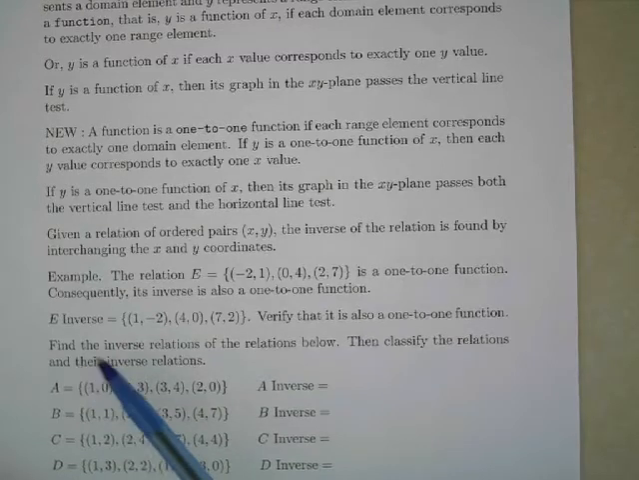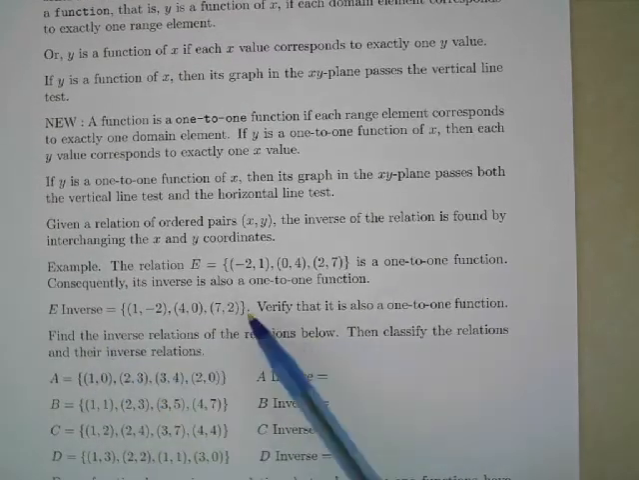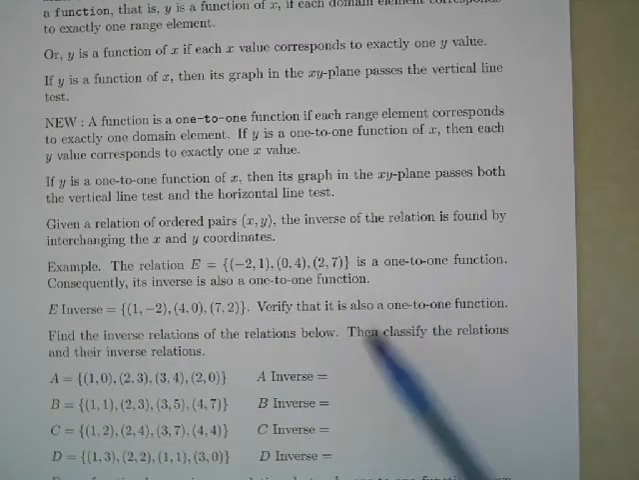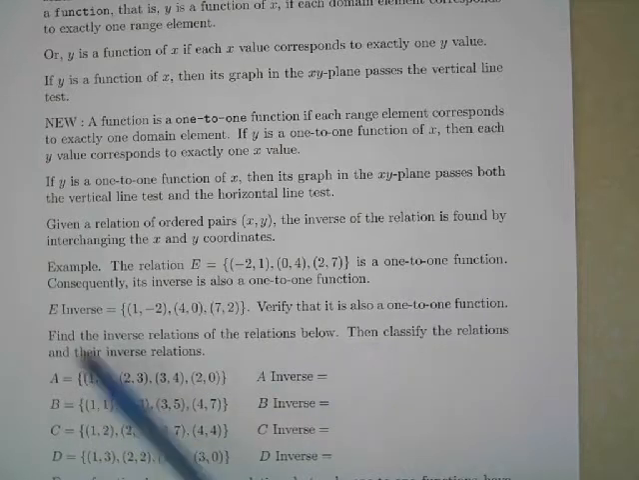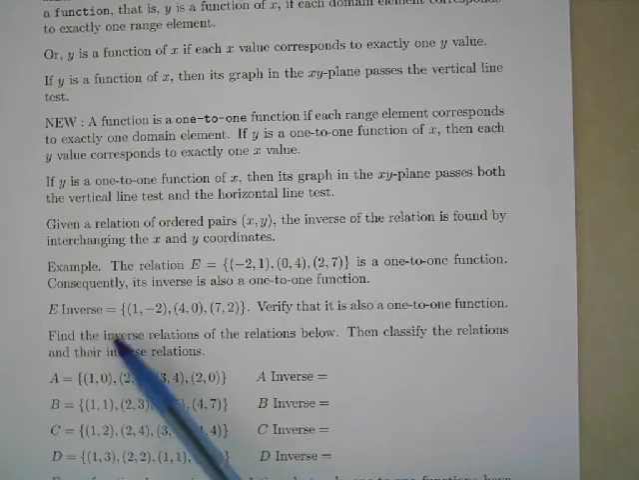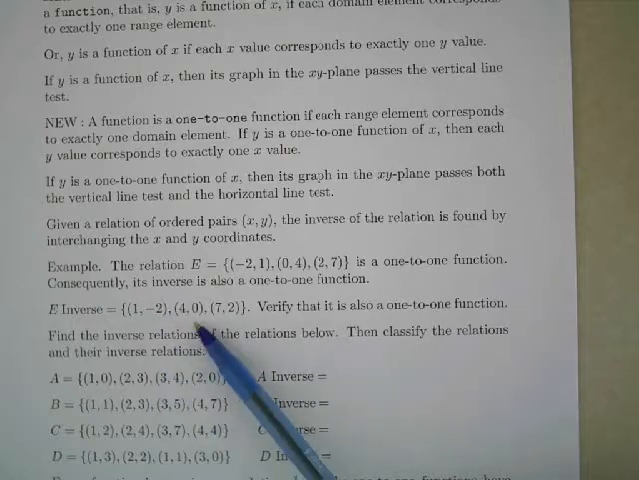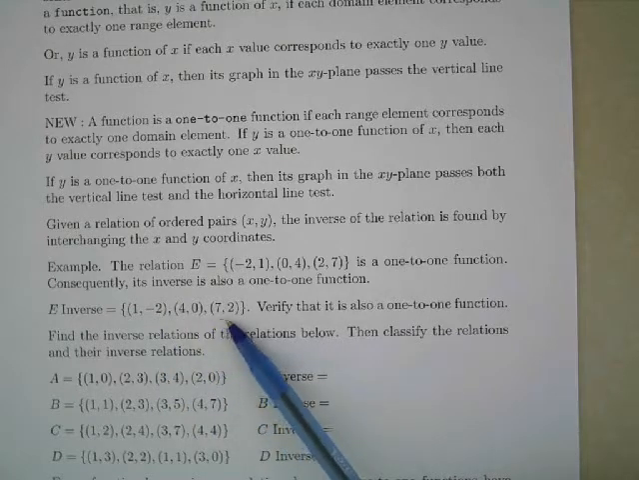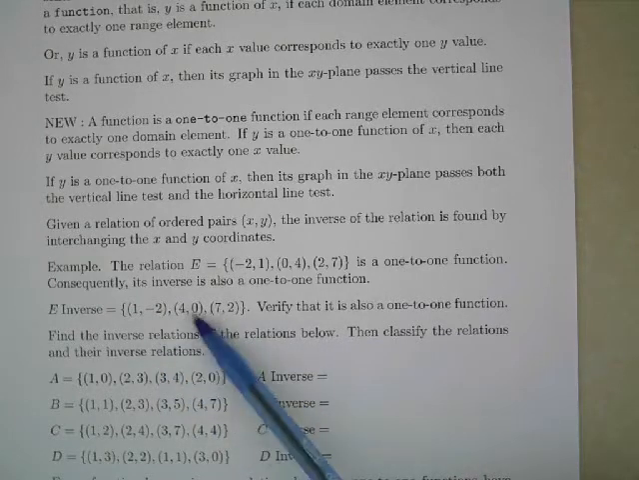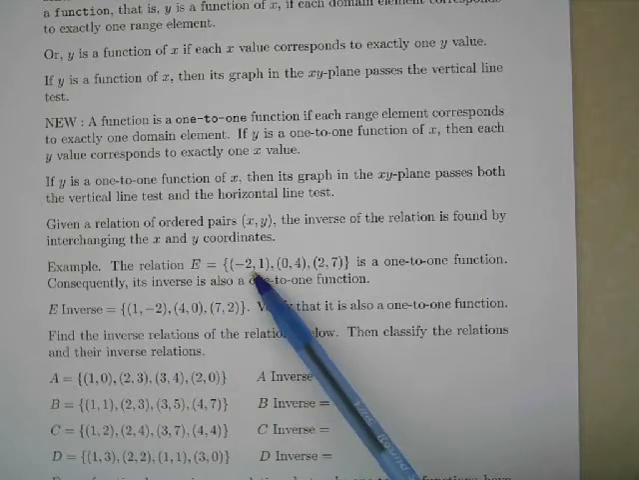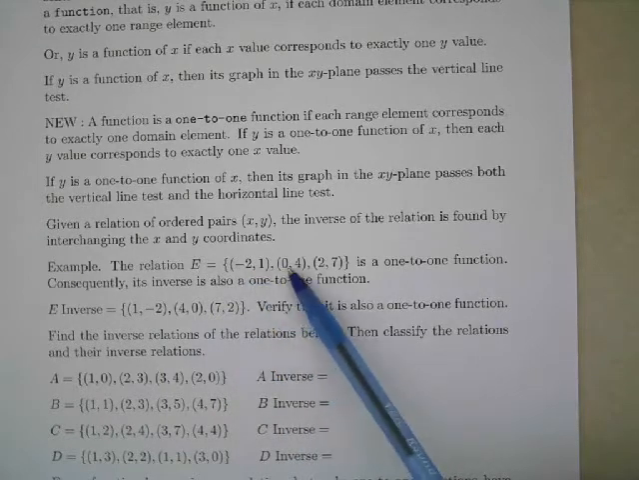The inverse will also be a one-to-one function as a result, as you'll see. E inverse is found by interchanging the x and y coordinates. So for E inverse, we have the ordered pairs (1, -2), (4, 0), and (7, 2). Each of those is found simply by interchanging the x and y coordinates in the relation E.